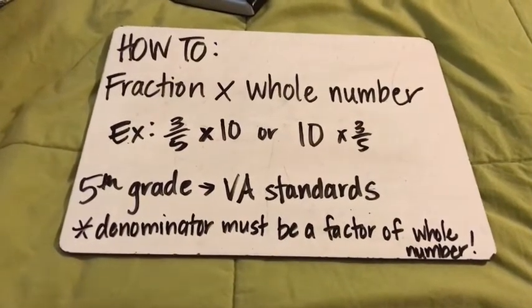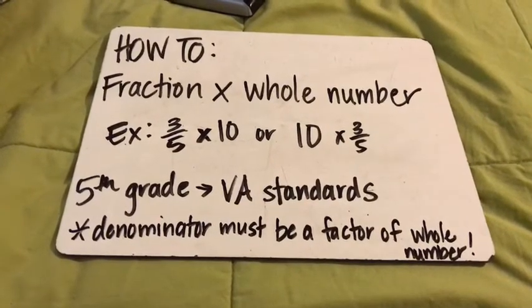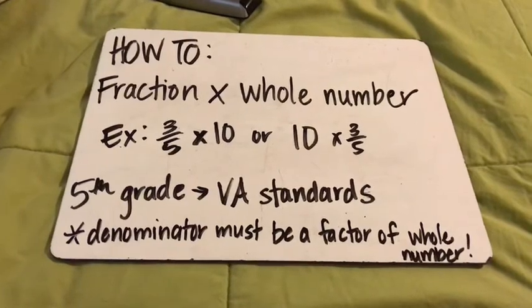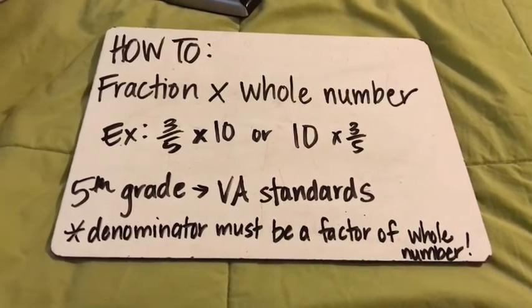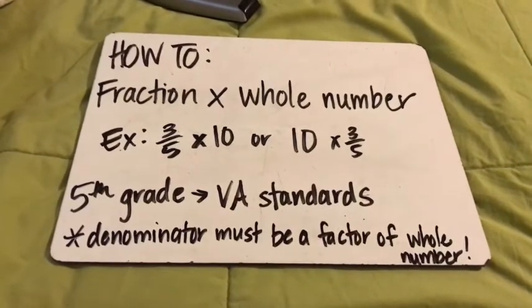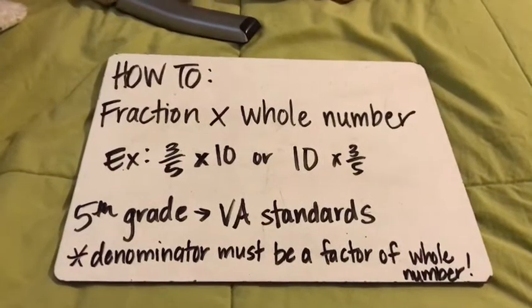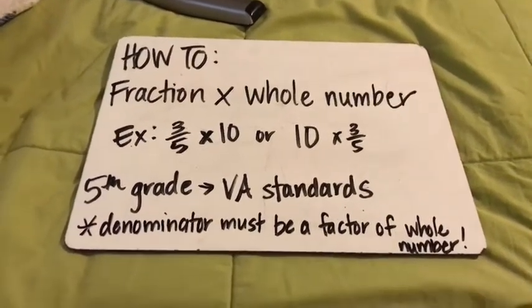I teach in Virginia. And something important to remember is that whenever you're doing a fraction times a whole number in 5th grade in Virginia, the denominator of your fraction must be a factor of the whole number. So that way you can see 5 fits into 10. It's a factor. It's going to stop us from having fraction quotients. It's always going to be a whole number quotient.